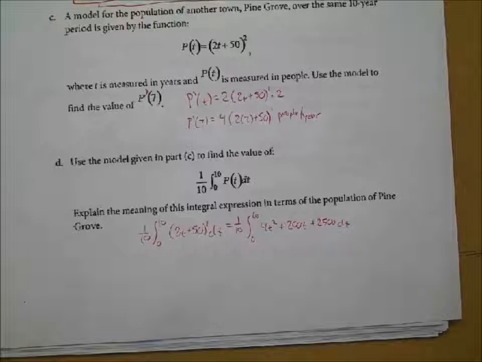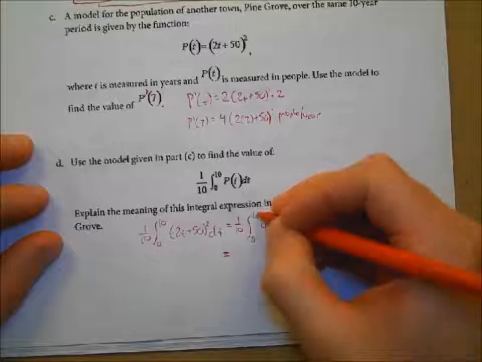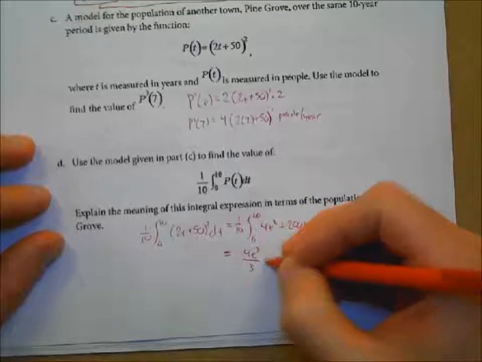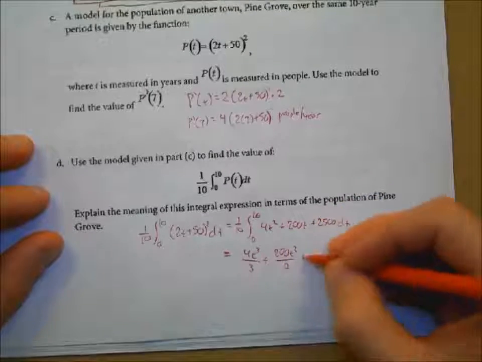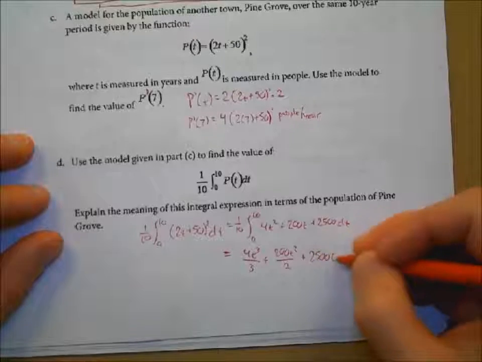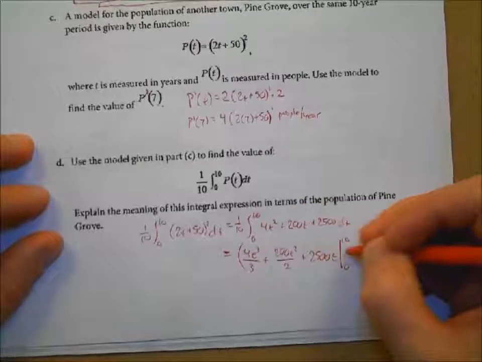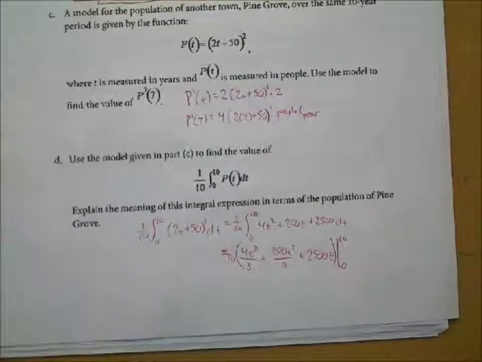Then we integrate. Integrating 4t squared is going to give us 4t cubed over 3, plus 200t will be 200t squared over 2, plus 2,500t, evaluated from 0 to 10. And don't forget that 1/10. I guess I'll put it in front here, like that.